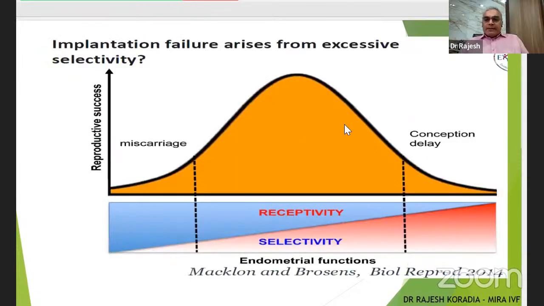There has to be a balance between receptivity and selectivity in endometrial function. If the endometrium is too receptive, it increases the pregnancy rate, but simultaneously the miscarriage rate is also high. And if the selectivity is high, there is a conception delay, but the miscarriage rate is minimal.